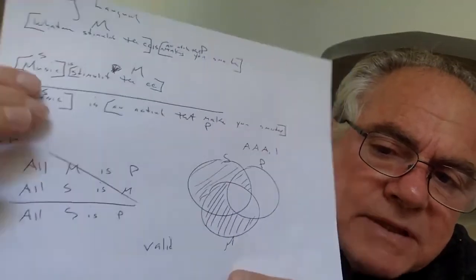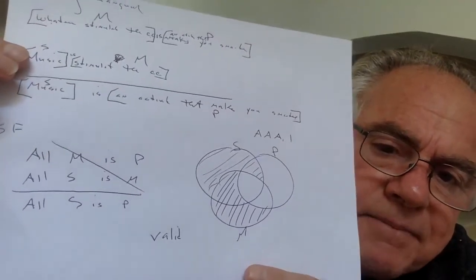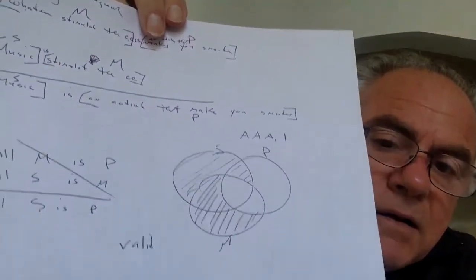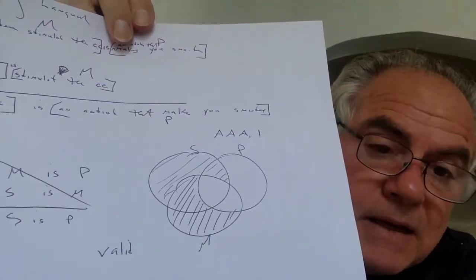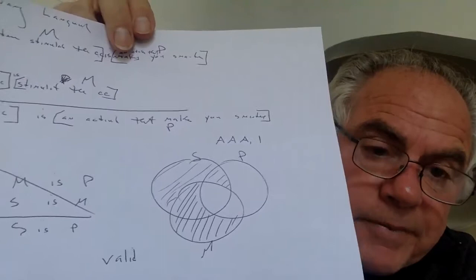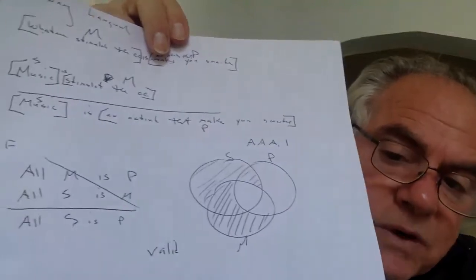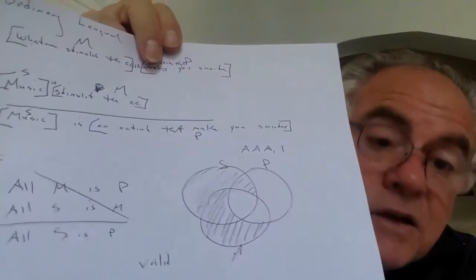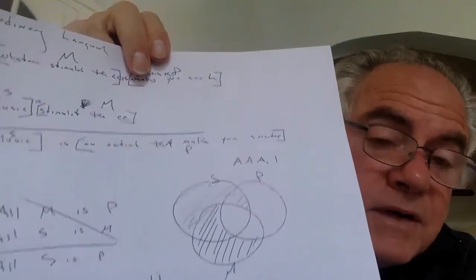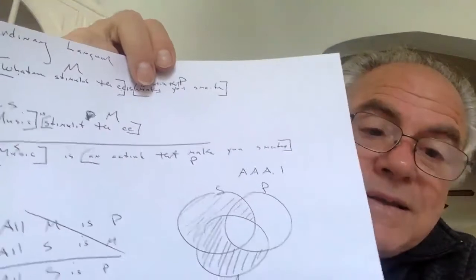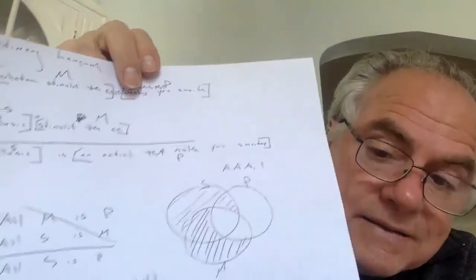Then the minor premise says all S is M. What that says is if there are any S's, they're going to be M's. So I have to cross out all the S's that are not M's. Now, my work is done as a diagrammer. I've diagrammed the major and minor premise. Then what did I tell you? If it's valid, the conclusion's already diagrammed. If it's not already diagrammed, that means it's invalid.